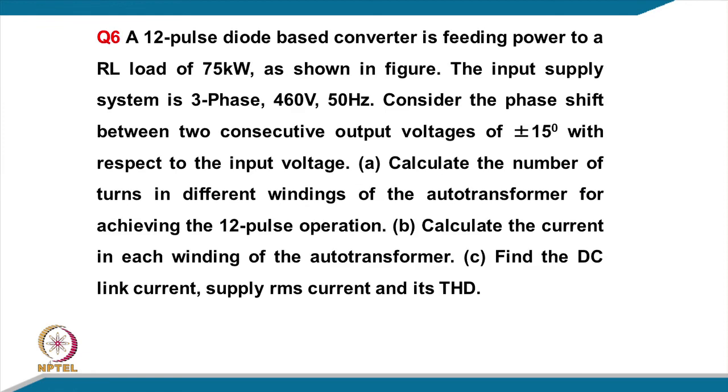Now, coming to example 6: a 12 pulse diode based converter is feeding power to an RL load of 75 kilowatt, and the input supply is 3 phase 460 volt 50 hertz. Consider the phase shift between two consecutive voltages of plus minus 15 degrees with respect to the input voltage. Calculate the number of turns in different windings of the output transformer for achieving 12 pulse operation. Calculate the current in each winding of the output transformer. Find the DC link current, supply RMS current, and THD.